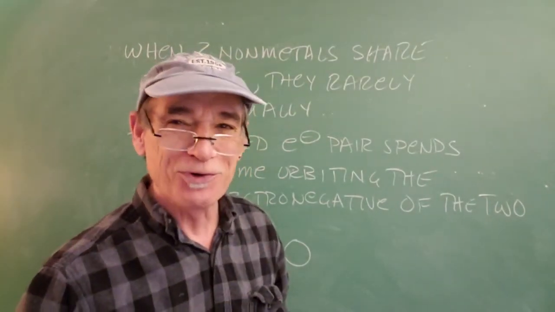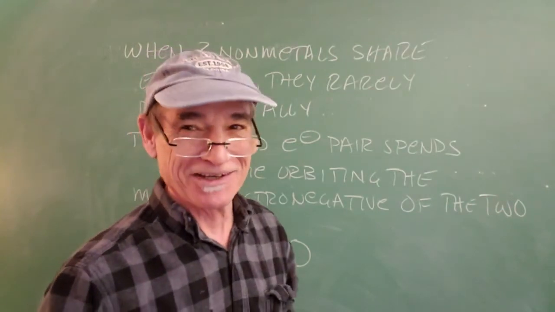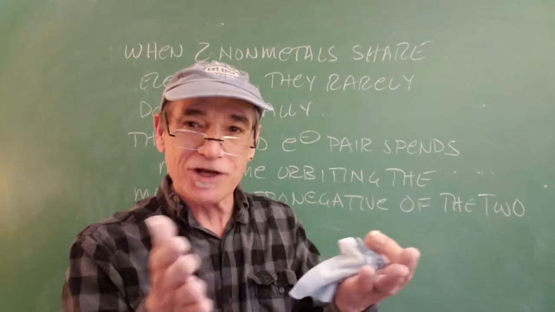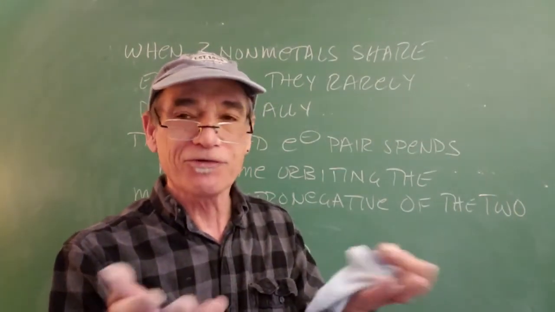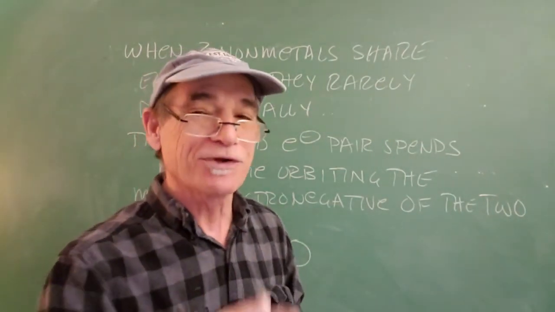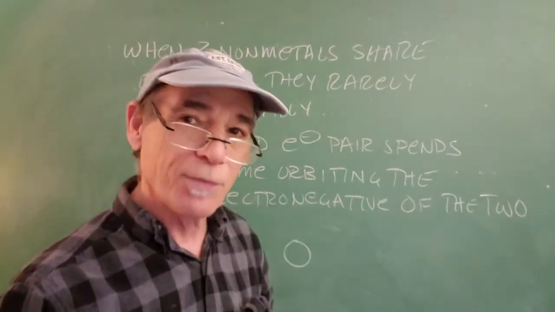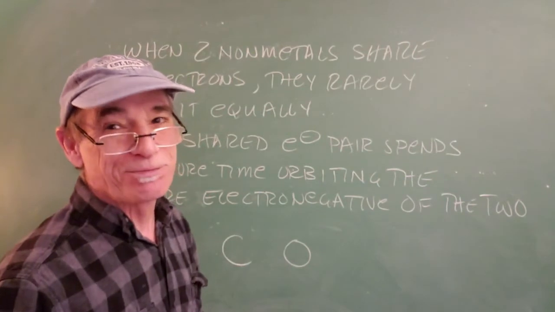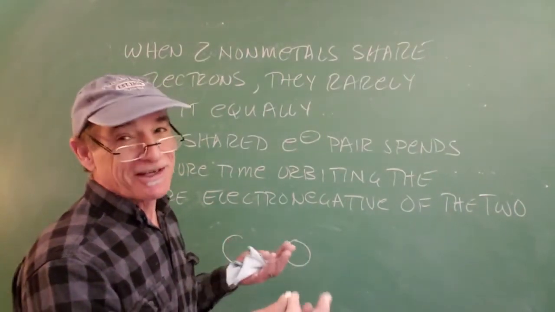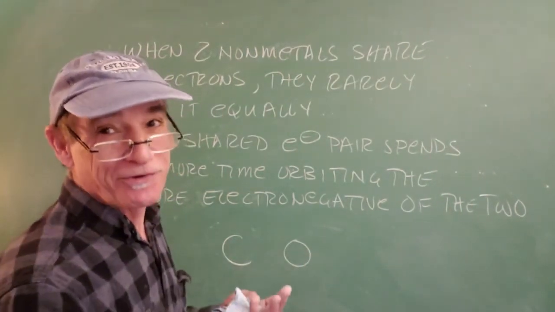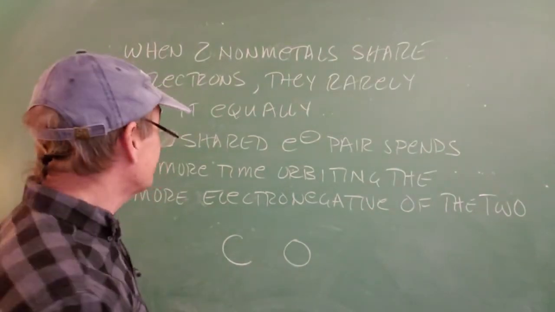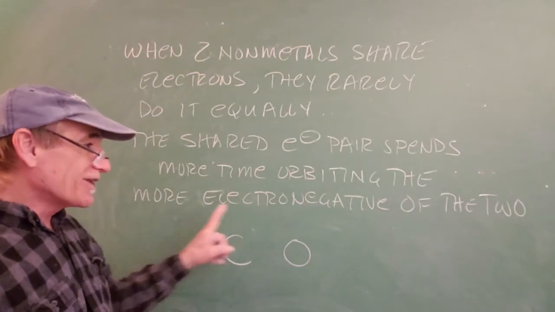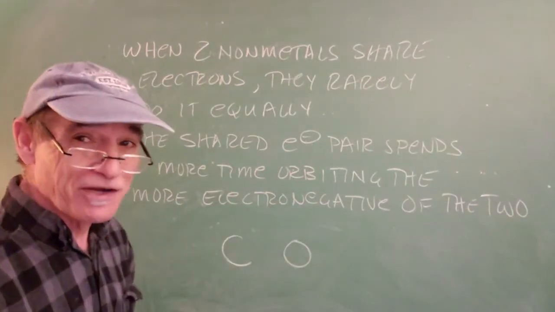When they use the word polar, they don't mean cold. They just mean lopsided, like two poles, north and south. If two atoms share electrons perfectly equally, that's a non-polar bond. But if there's an unequal sharing, that's a polar bond. More often than not, you end up with polarity in a bond because unless the two atoms are identical, there's going to be a difference in their electronegativity. The shared electron pair spends more time orbiting the more electronegative of the two atoms.